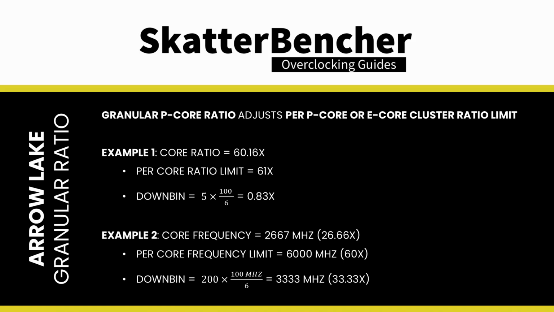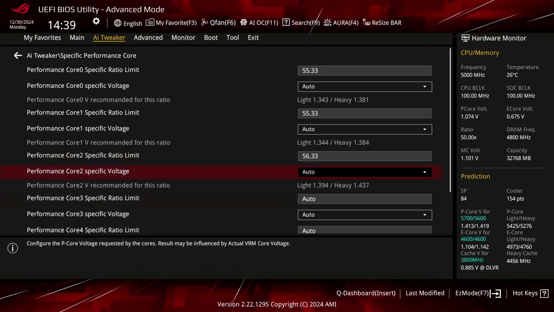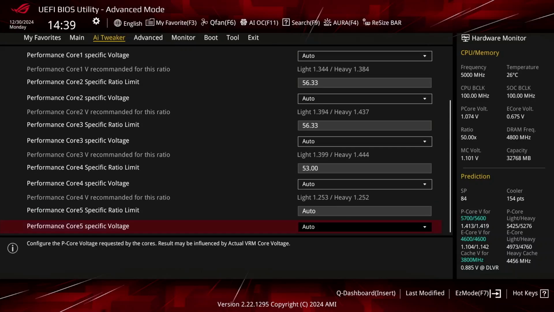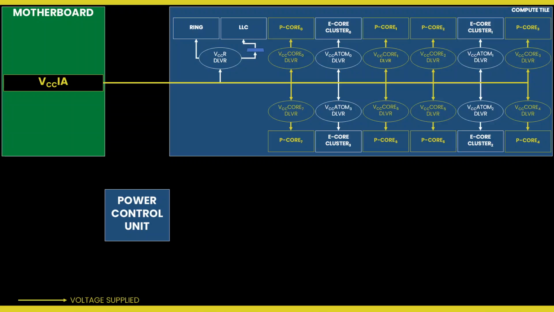That is important to keep in mind in case you're also using other ratio configuration technologies like AVX offset, for example. It is also important to keep in mind when using adaptive voltage mode because the adaptive voltage maps to the OC ratio. As we discussed a couple times already in this guide, the external VCCIA motherboard voltage regulator provides the input voltage for the VCC core, VCC atom, and VCC-R DLVR.